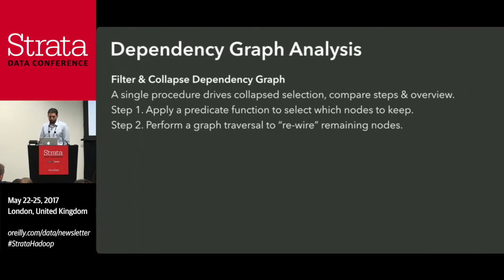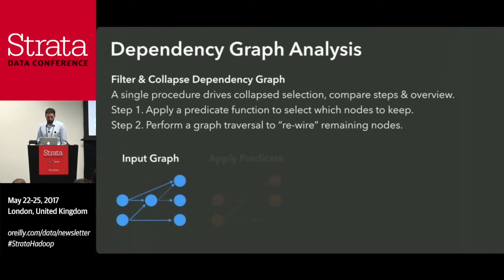We call this filtering and collapsing. What's nice here is that by implementing just one technique, you can support all of the interactions that I showed before. The idea is that you take some predicate and apply it to your nodes or your edges. This could be that you only want to keep conditional dependencies, or only nodes from a given transform, or columns with a certain name. Then you remove all the nodes or edges that don't match that predicate, and we do another graph traversal to rewire the remaining nodes.